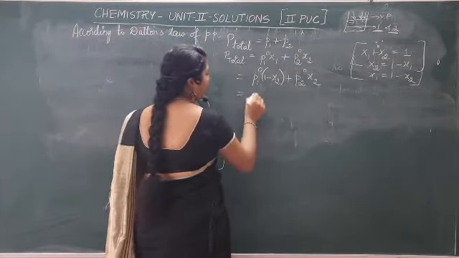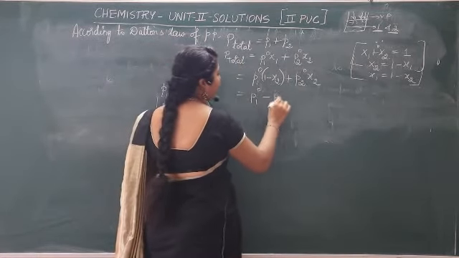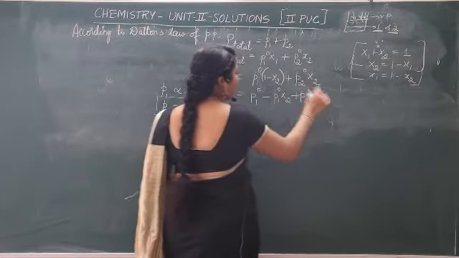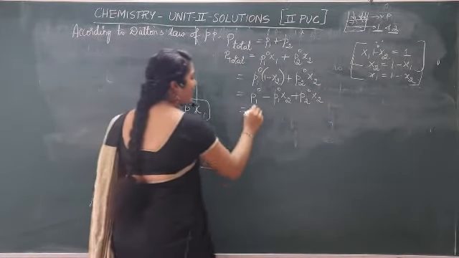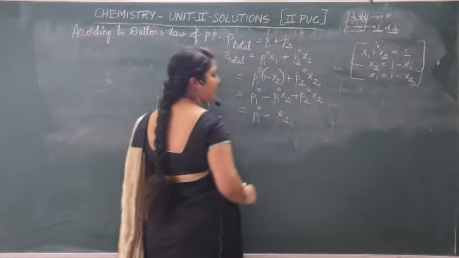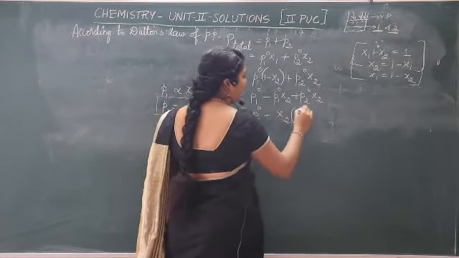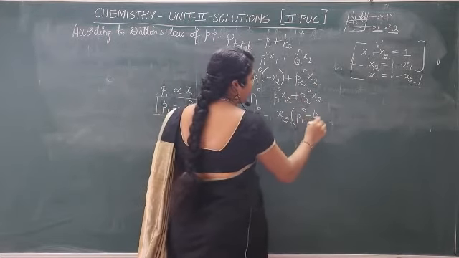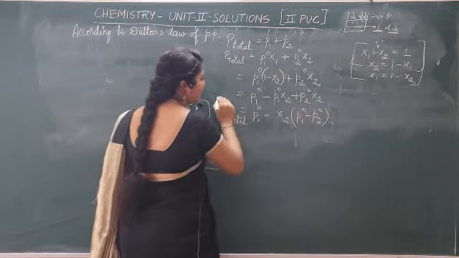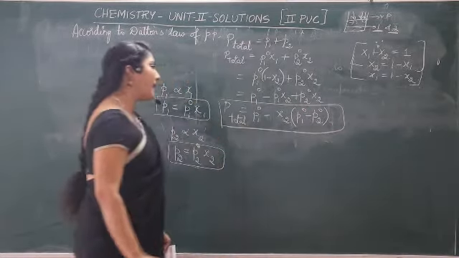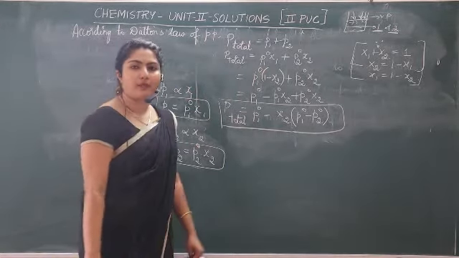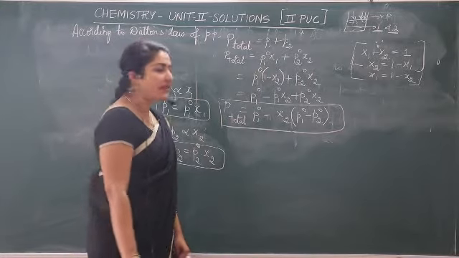Now simplify. It becomes P1 naught minus P1 naught X2 plus P2 naught X2. What is common here? X2 is common, take X2 out. It becomes P1 naught minus X2 into P1 naught minus P2 naught. Therefore, P total is equal to P1 naught minus X2 into P1 naught minus P2 naught. Right?